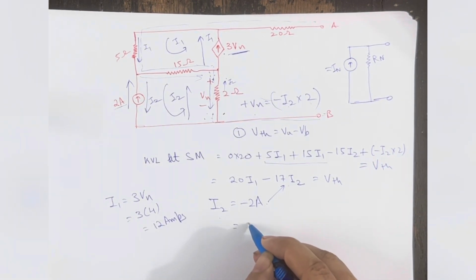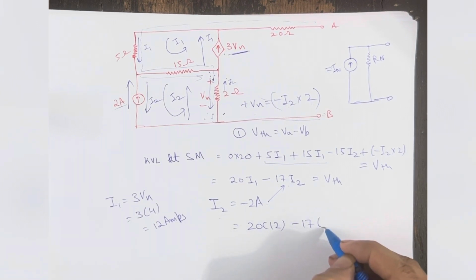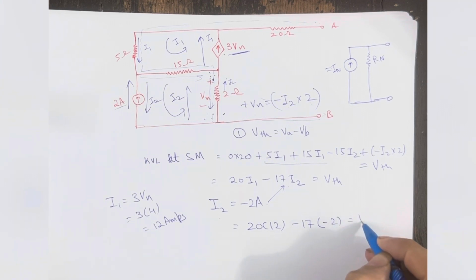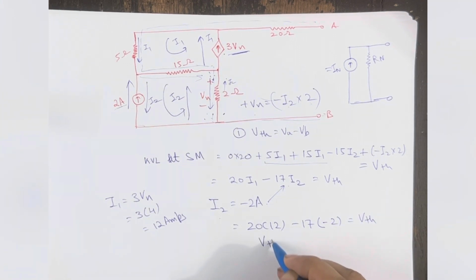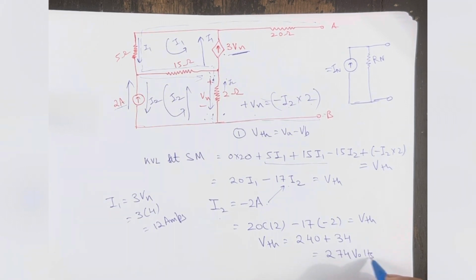So it will be nothing but 20 into 12 minus 17 into what is I2, minus of 2, equal to VTH. So VTH I got this 240 plus 34. So it will be equal to 274 volts. So I got VTH. And now what I will have to find is the short circuit current.